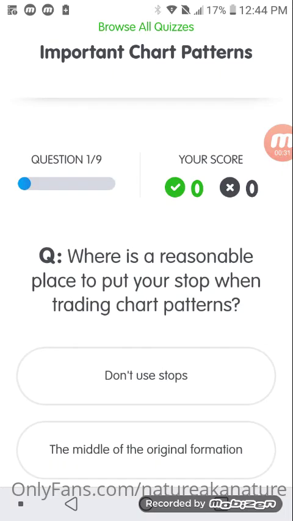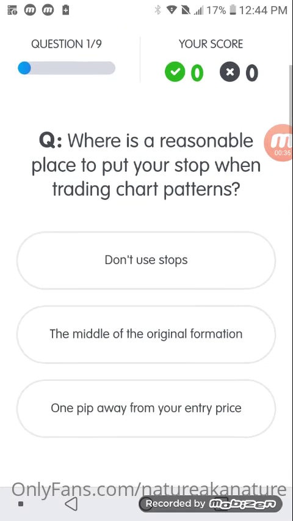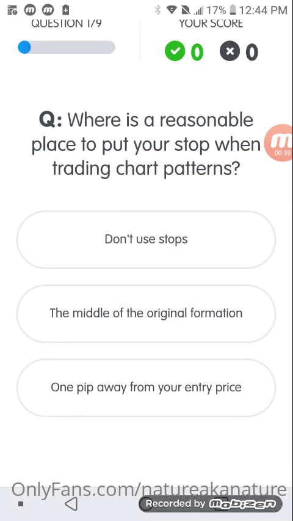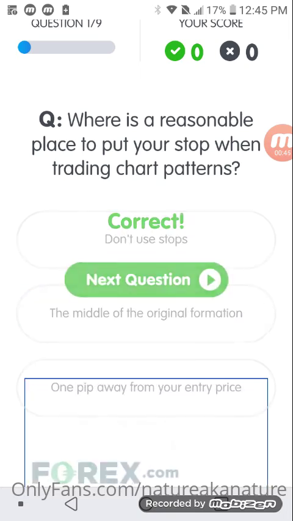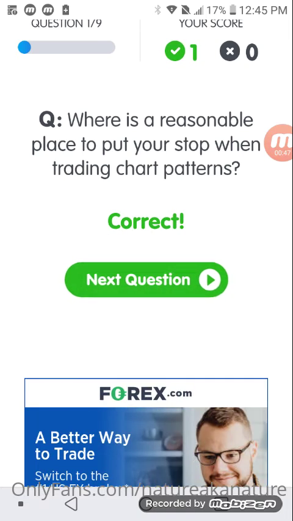So where is a reasonable place to push your stop when trading chart patterns? In the middle of the original formation, one pip from the entire price, or don't use a stop. In the middle of the original formation, all right.